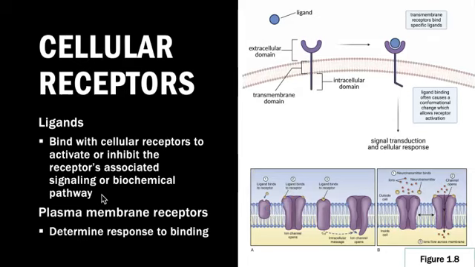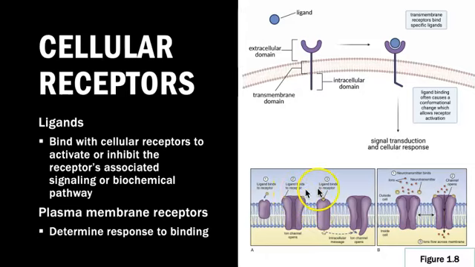Now let's move into cellular receptors. We call these ligands just as a general term, and the word ligand actually means to bind. So they will bind with a cellular receptor. I liked this simplified image here where you see the ligand coming close and binding to the receptor, and that will activate or inhibit the receptor's associated signaling or biochemical pathway.